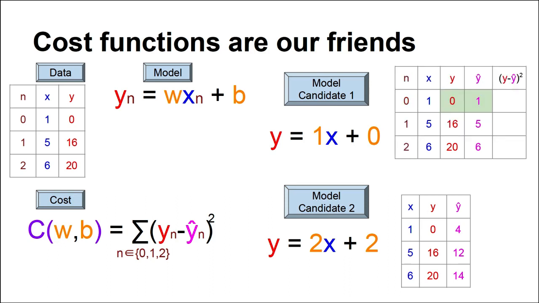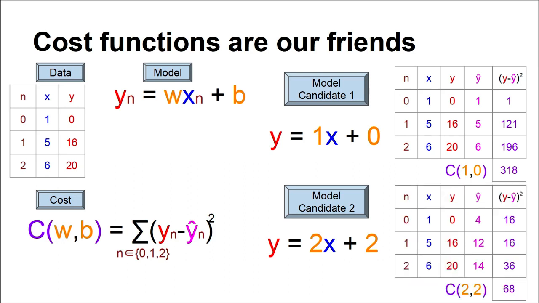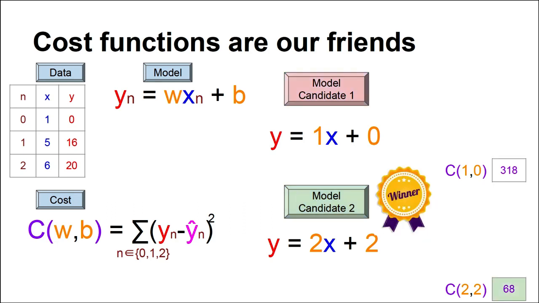And now we are going to compute this. We'll take the first row and compute the difference. We take the second row, do the same, and take the third row, and add them together. And that will be the cost of the first candidate model. So that's like 318. We do the same for the second model. And basically, the one that gets the lowest score is the better model, because the lower the cost, the closer you are to the actual solution, given this cost function. So basically, this is the model we want.